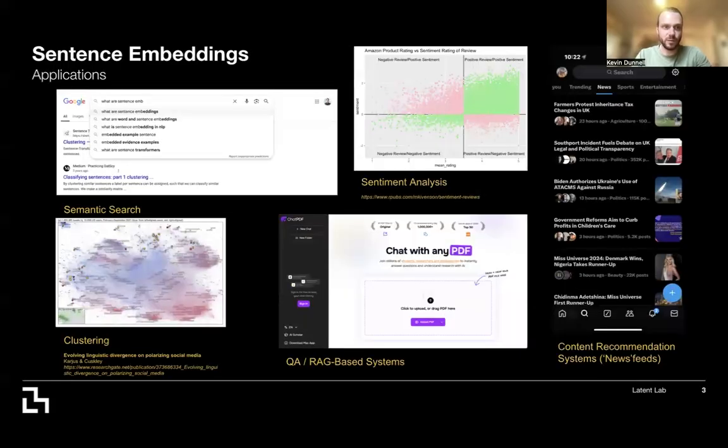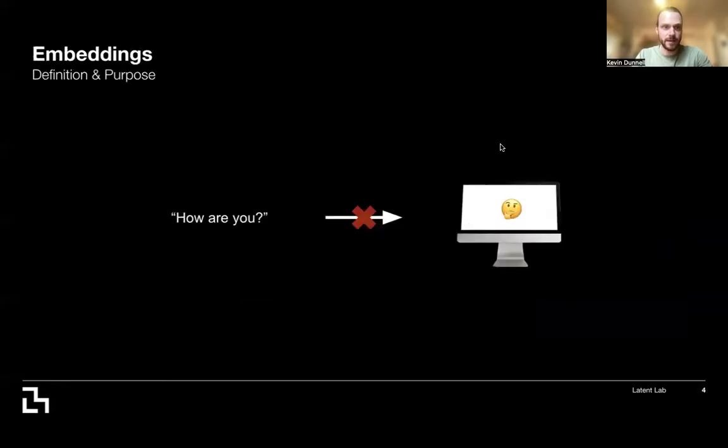So at a high level, what are sentence embeddings useful for? Everything from semantic search, like in Google, sentiment analysis, organizing things between negative and positive reviews, content recommendation systems, sort of newsfeed systems, Q&A systems, retrieval augmented generation systems, and clustering in different types of tools, including Latent Lab.